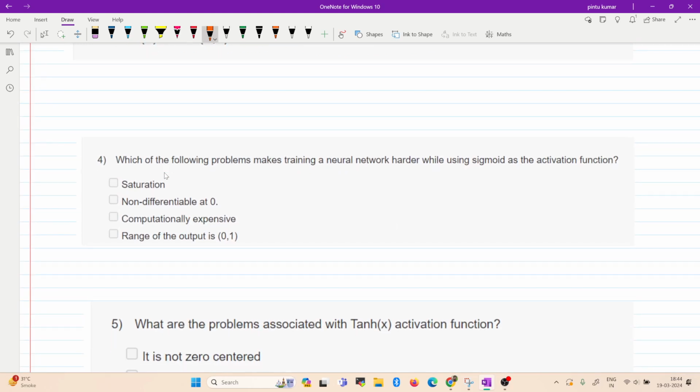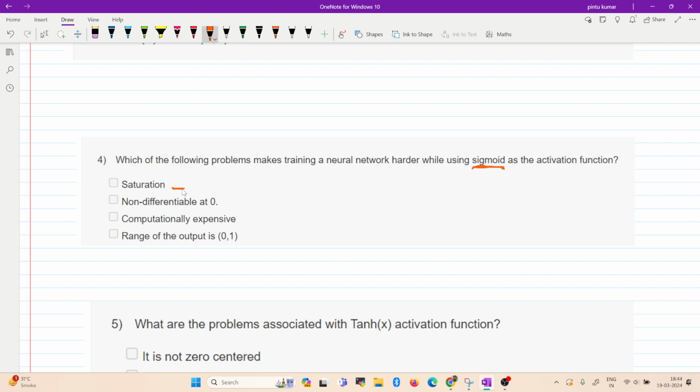So the next question is, which of the following problems make training a neural network harder while using sigmoid as activation function? So it is asking about the disadvantages of sigmoid activation function. So can you guys think and type what the options are according to you? We discussed it right now, but yeah. What are the disadvantages of sigmoid among these?